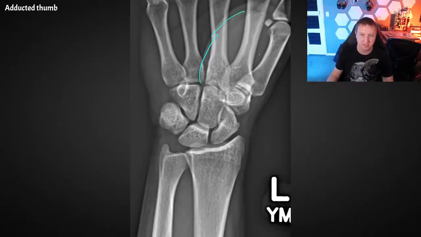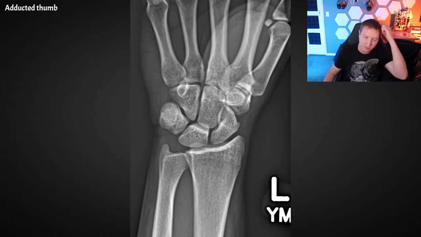So this isn't a mass lesion or anything like that. It's just because their thumb is adducted here, and it's further confirmation for that. You can see that their trapezium is kind of overlapping their trapezoid pretty significantly here, and the scaphoid is projected. The distal pole is pulled a bit more medially there as well.